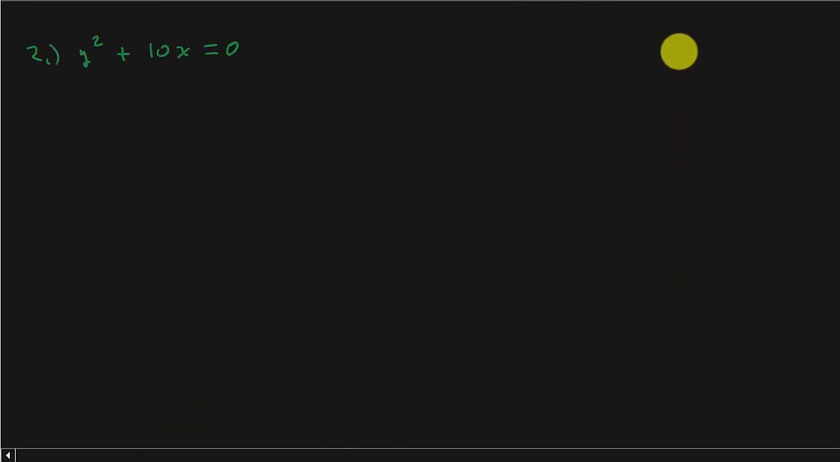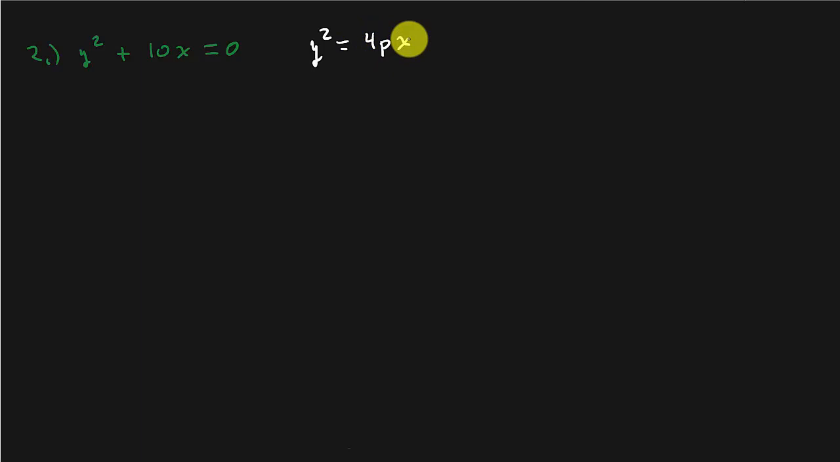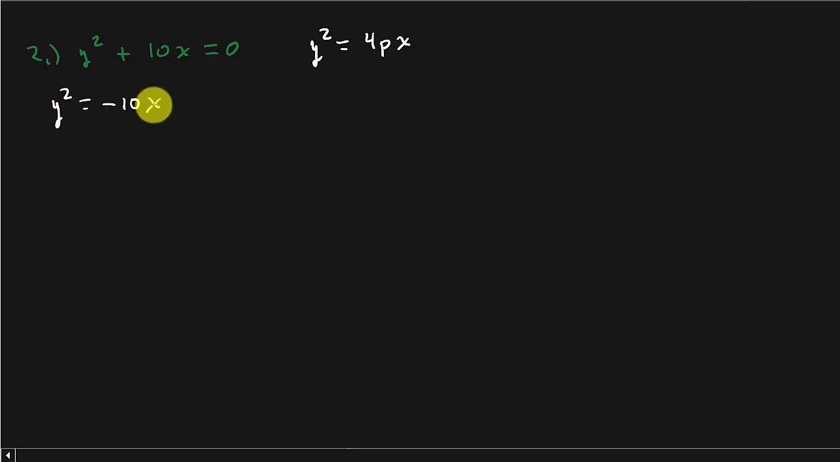All right, so let's look at this one. Notice we've got the y squared term in there, so we know this parabola is going to open left or right. But let's get it in the form that we need. It's y squared equals 4px. Remember, it's x squared equals 4py, or y squared equals 4px. So we need to get this 10x to the other side. So we've got y squared equals negative 10x. Right there, we know this thing is going to open to the left.